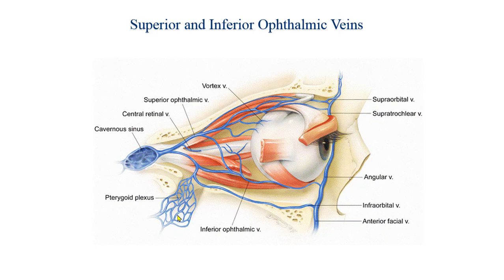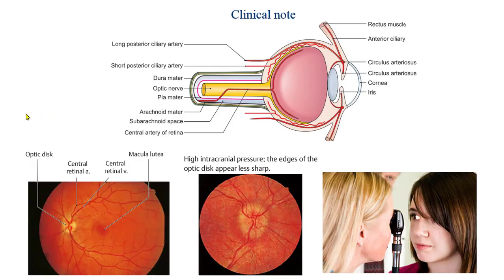Please note that because the ophthalmic veins drain into the cavernous sinus and communicate with the extracranial veins, they act as routes through which infection can spread from outside to inside the cranial cavity. Also, I'd like to add here another important clinical note associated with the vessels of the retina. The central artery is an end artery, so it does not have effective anastomosis with other arteries. Occlusion of the artery results in blindness.